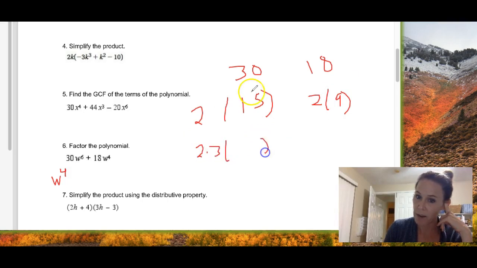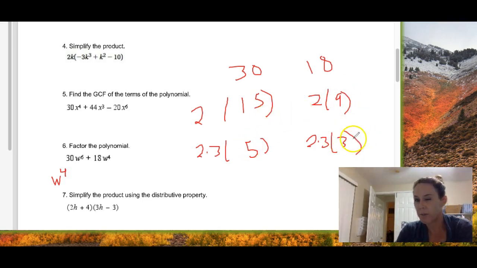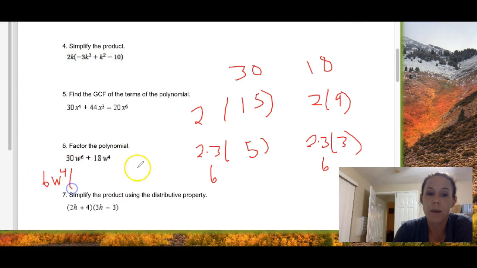If I pull a 3 out of here, it leaves me with 5. I already pulled a 2 out. Let's pull a 3 out of there. If I pull a 3 out of 9, or divide the 3 out, it leaves me with 3. All right, do 5 and 3 have anything in common? No. So 2 times 3 is 6. So really the biggest number that 18 and 30 have in common is 6. I can pull a 6 out of that. And then what it leaves me with is 6w to the 4th. If I divide 6w to the 4th out of this term, let's first go with the 6.